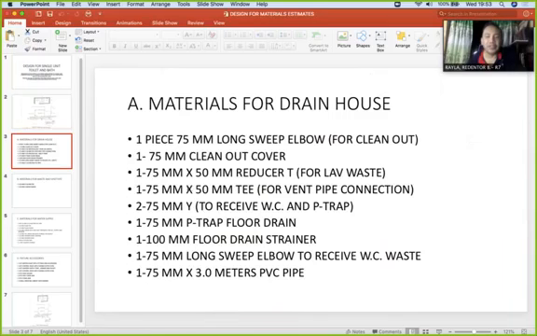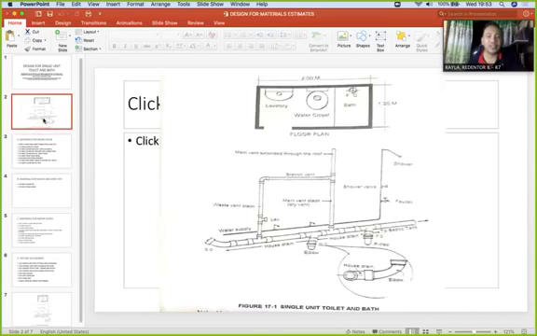So we have another 75 by 50 T. There is a T for the vent pipe connection. Here. T, 75 by 50. For the lavatory, this one, 75 by 50. But it's already reduced.